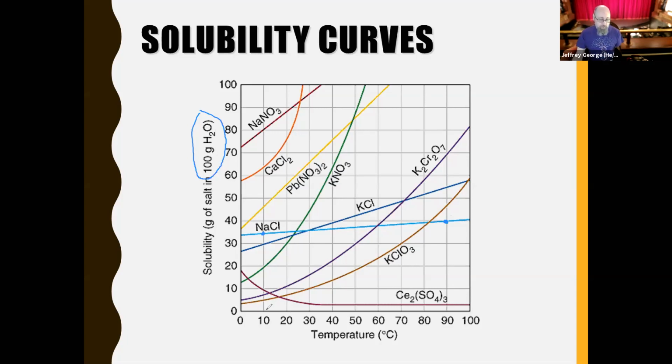So all I have to do is take the temperature, go up to the substance's curve, and then read that value off the y-axis. And it tells me what the maximum is. Again, that maximum is called saturated. Right? So if we have a point on the curve, then we have a saturated solution. Anything less than that maximum would be unsaturated. And in rare cases, if it's above the maximum, then we would call that supersaturated.